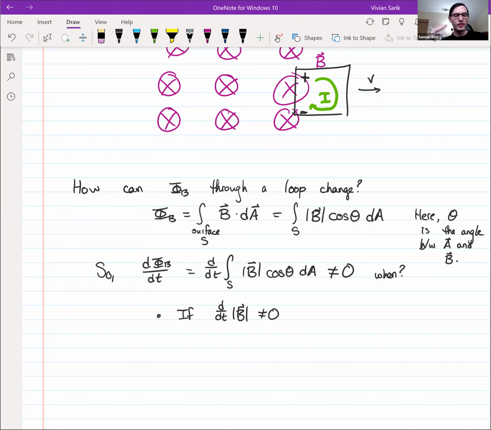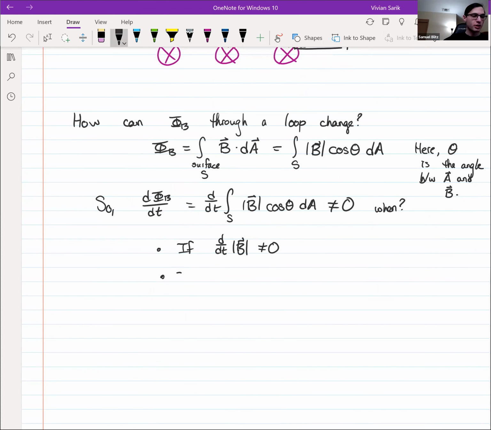Now, by the way, all of these things don't necessarily force the change of flux to be non-zero, because it could be that one thing increases and another thing decreases it by precisely the same amount so that the net flux is still the same. But we're just looking at these in isolation for a moment. Another way that we could get a changing flux is if the angle between the area vector of the loop and the magnetic field is changing. So if you have a rotating loop in a constant magnetic field, that angle is changing, so the flux is changing.